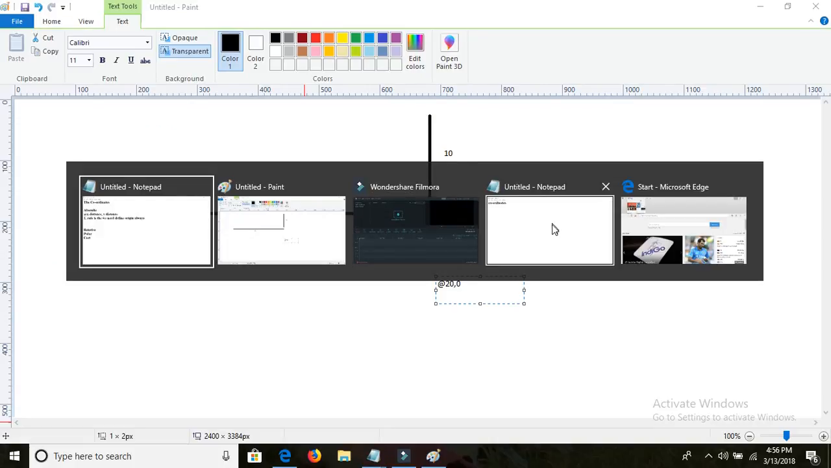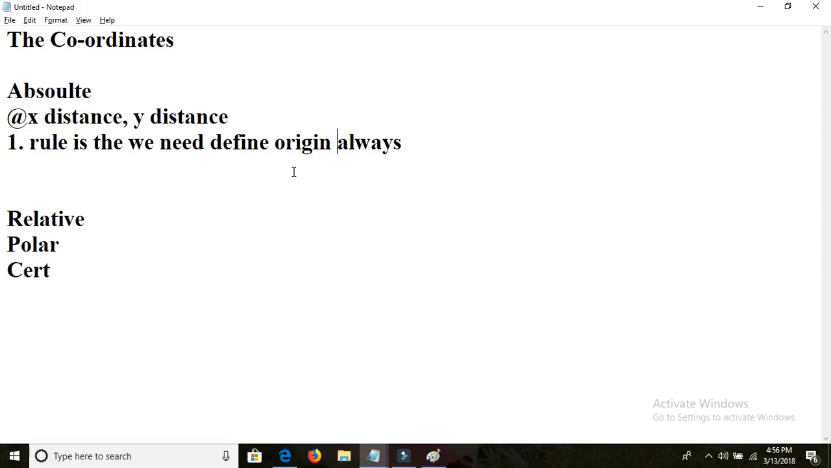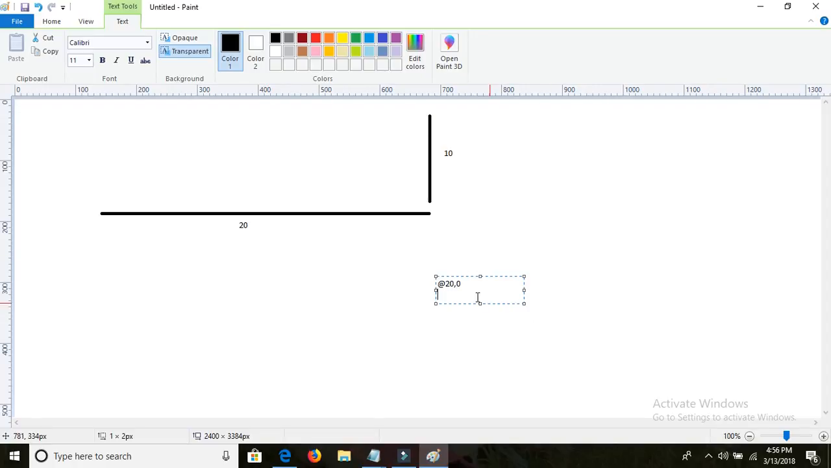So here, can you observe, this is the origin we need to define. It means this is the origin here. Suppose this is the origin, and if you want to get the point here, then we need to say from this origin, what is the x value and what is the y value. So the x value is 20 comma y value is 10.